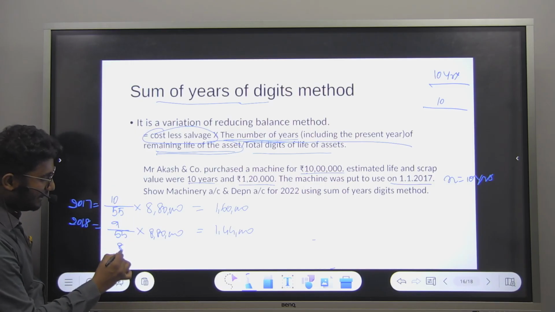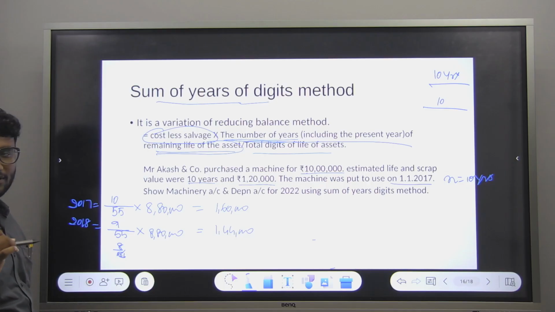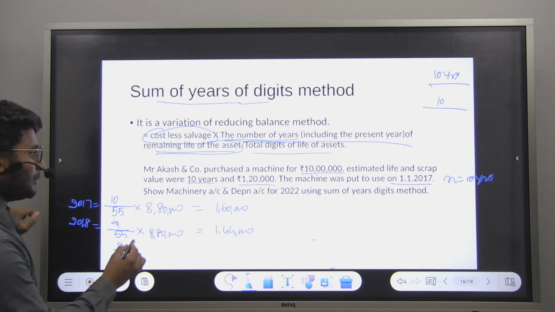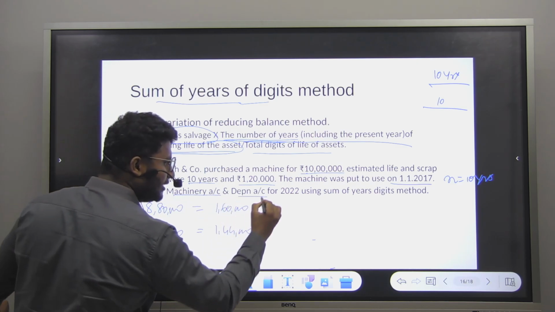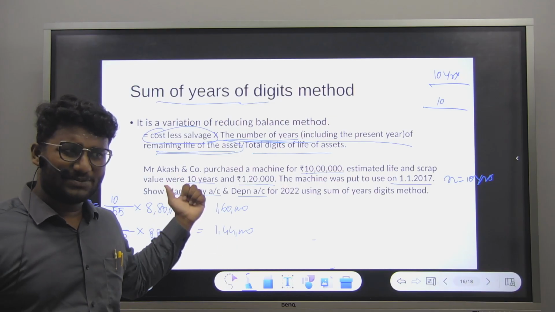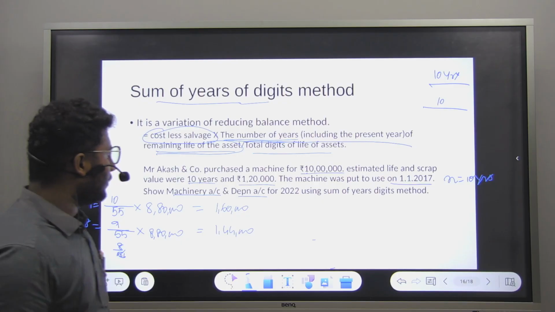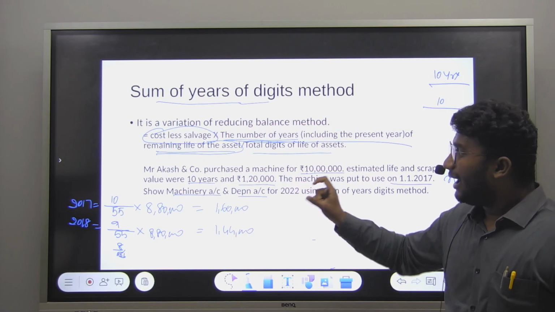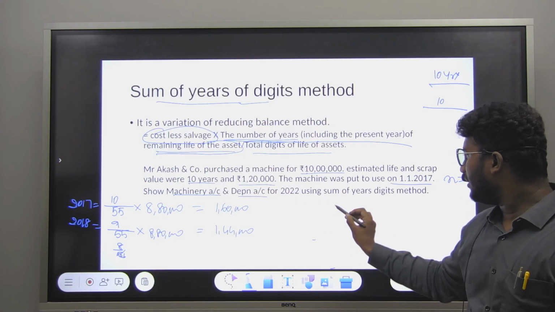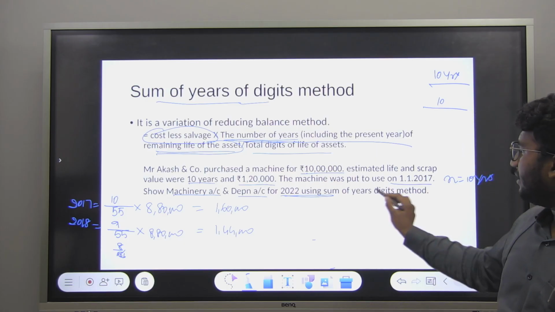So that's how the calculation goes. Third year, 8 divided by 55. Fourth year, 7 divided by 55. Remaining life of the asset. But here in this question, what did they ask us to prepare? They asked us to prepare the machinery account and depreciation account. You already know how to prepare them, we have done it in previous problems. The amounts we are already calculating, but they asked us to prepare it for year 2022.